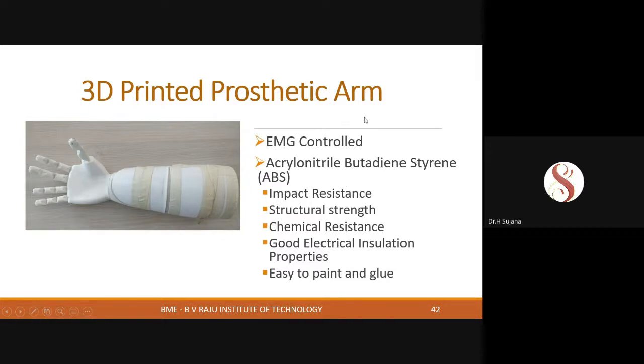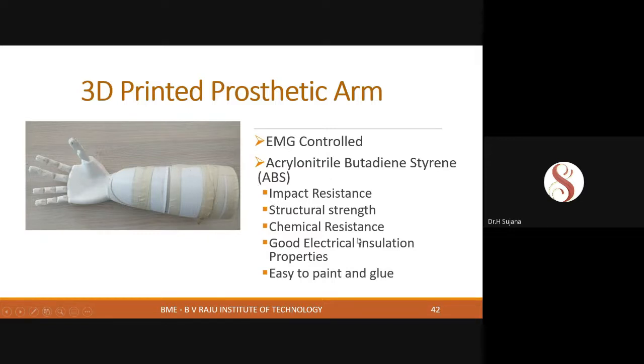And this arm that is developed is EMG controlled. EMG is electromyogram, that's the activity that is generated by the muscles. So the muscles that are in the stump of the limb, the remaining limb, the electrodes are placed on it, and that muscle movement is used to control these fingers.